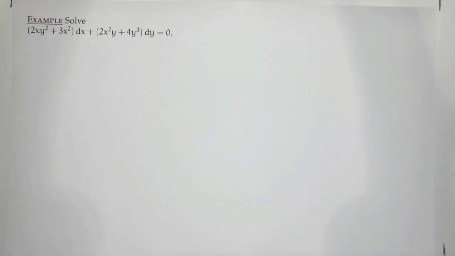Solve (2xy squared plus 3x squared) dx plus (2x squared y plus 4y cubed) dy. Now, this doesn't look terribly hopeless, but it'd look messy if we tried to do it with tools we have, in that we can't separate it, and it's not linear first order. So yeah, we'll do exact. We're kind of hopeless if it's not those two.